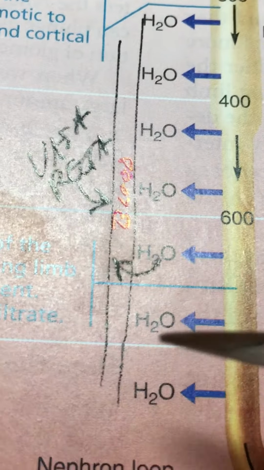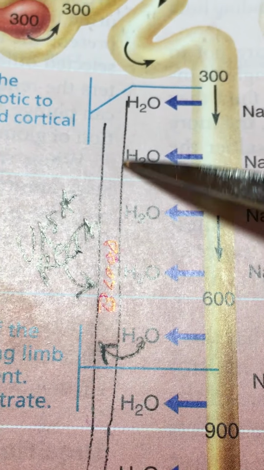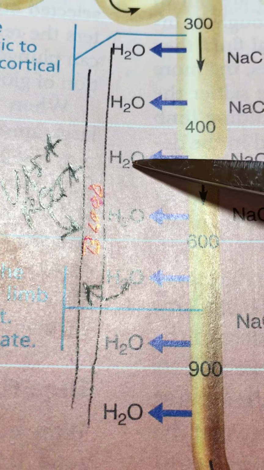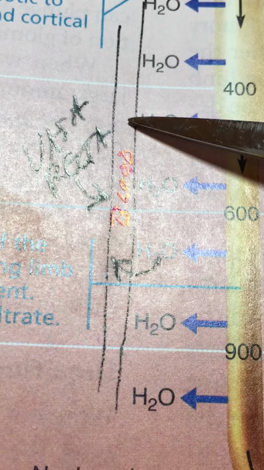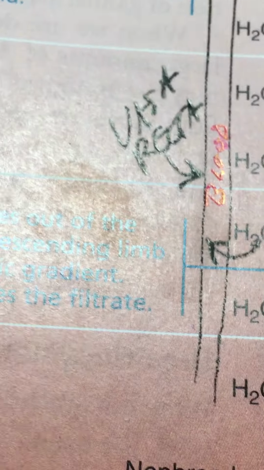super salty down there. Here is the vasa recta. I actually drew right in the capillaries here. So the water comes out and it goes back into the blood. And that's what you want. You want to have an expanded blood volume. You don't want to lose your blood volume and lose your blood pressure. So that's an important detail.